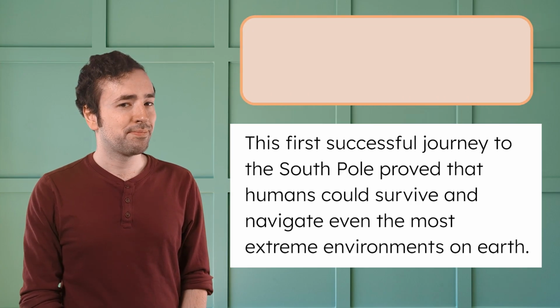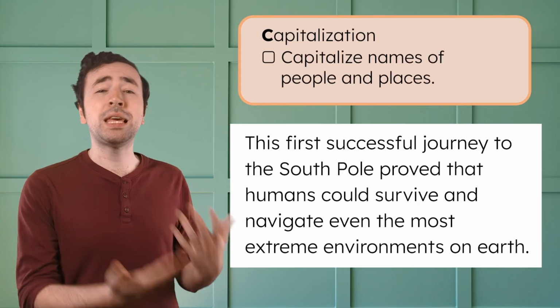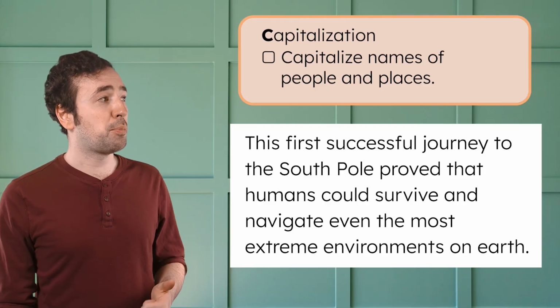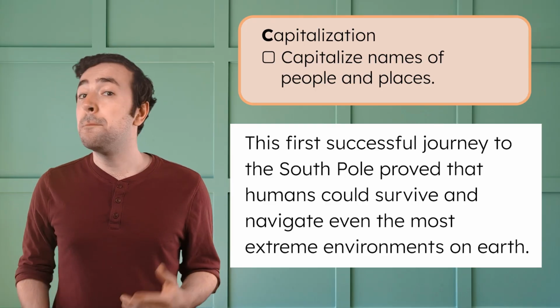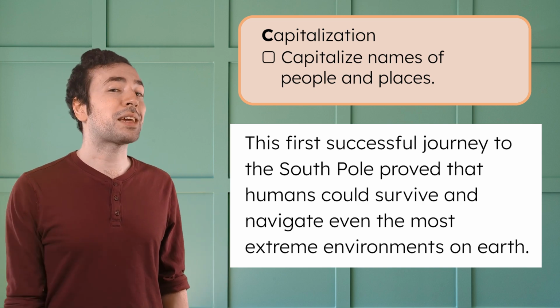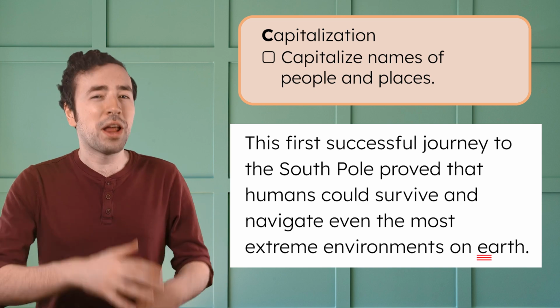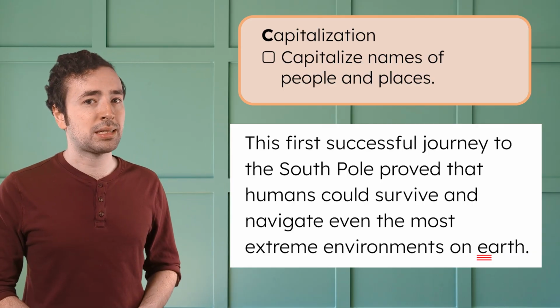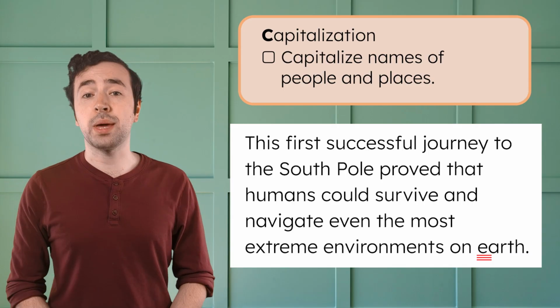How'd it go? There are no people in this sentence, but there are 2 places, the South Pole and Earth. B remembered to capitalize South Pole, but she forgot to capitalize Earth. Whenever we're talking about Earth as a planet, it needs to be capitalized. So we'll mark that for B.